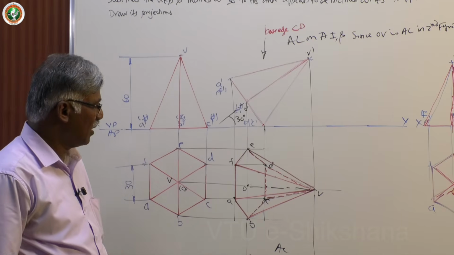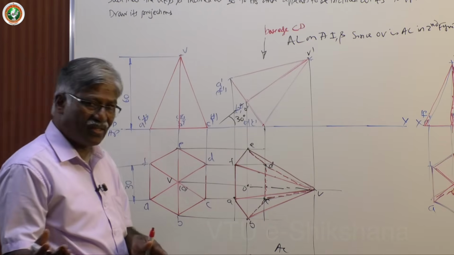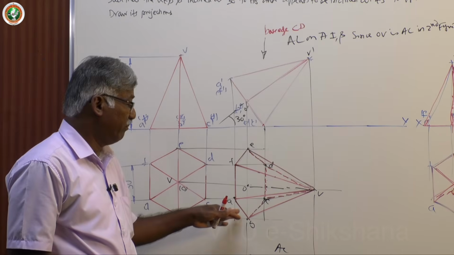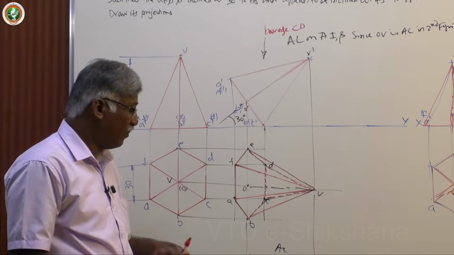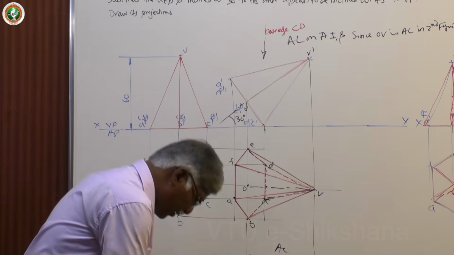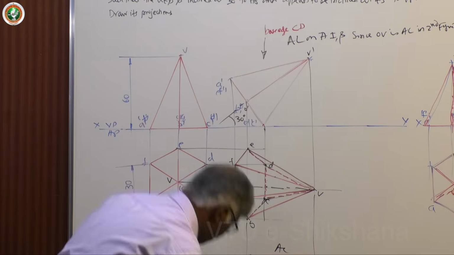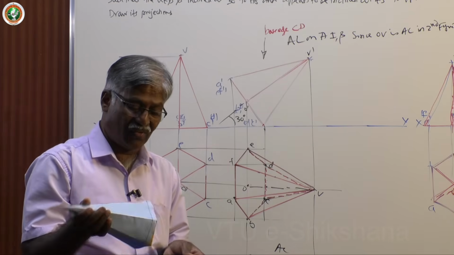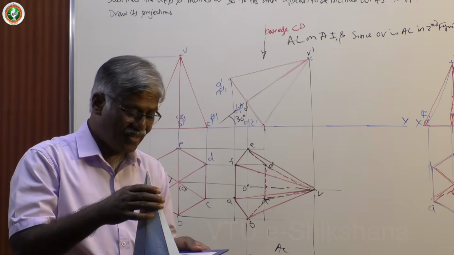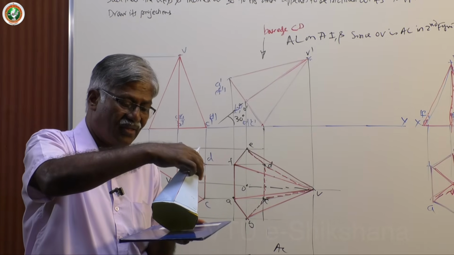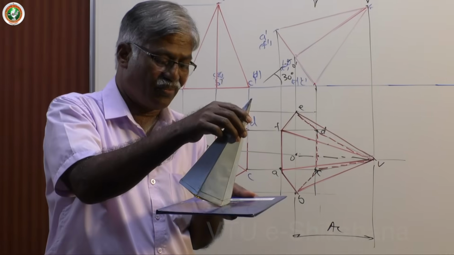Now again there are two cases, alternate solutions are there. One is the base nearer to the observer and the base away from the observer. Now I will again take this model and explain. Purposefully I have made this base dark, that is, colored. First position, second position, third position.